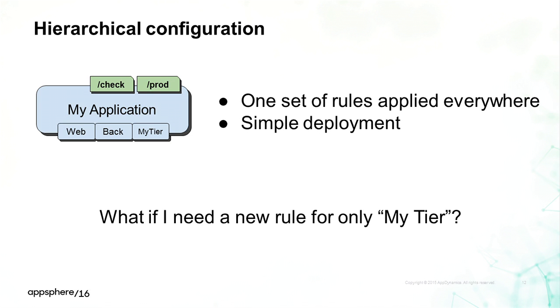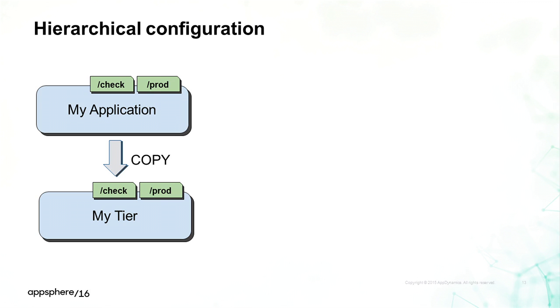Now, that's very simple, but none of our applications are that simple. So what if I need a new rule for only my tier? How do I achieve that today? Now what do I do? I take my application rule and copy it to my tier. That's how it works today in AppDynamics.